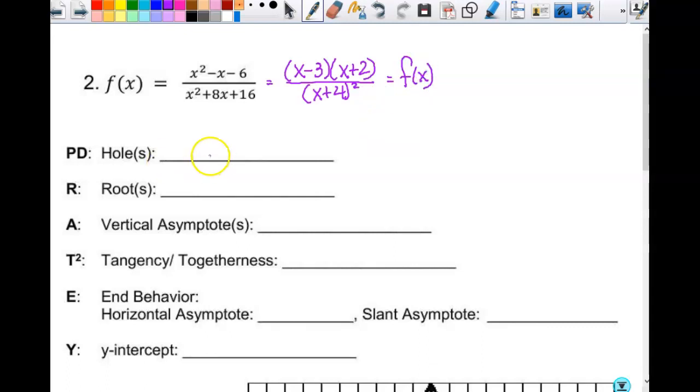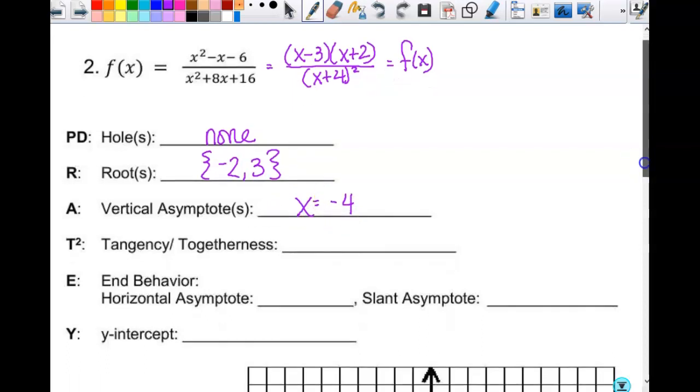So are there any holes? No. What are my roots? Negative 2 and 3. Vertical asymptotes. X equals what? Negative 4.